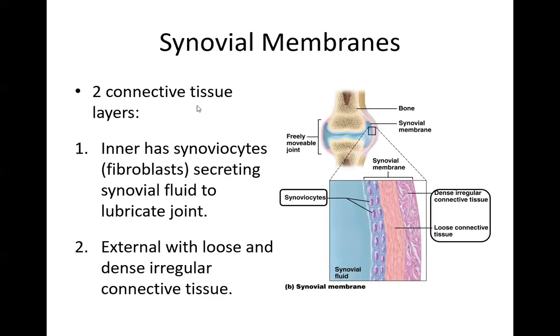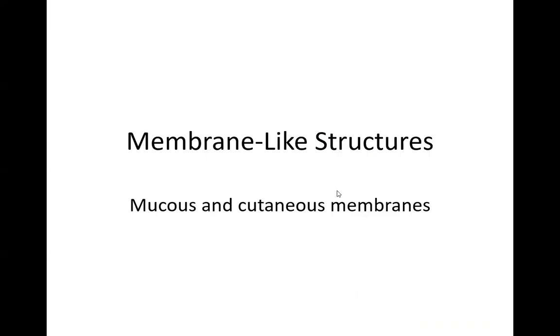There are two connective tissue layers. The inner tissue layer has synoviocytes. These are fibroblasts secreting synovial fluid to lubricate the joint. And there is an external connective tissue layer with loose and dense irregular connective tissues.